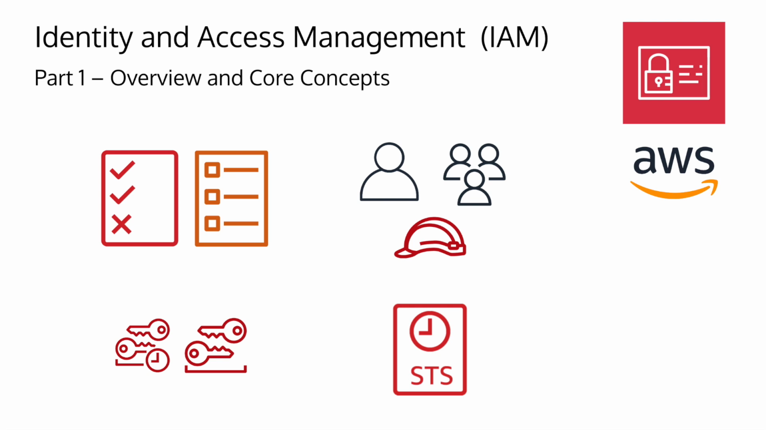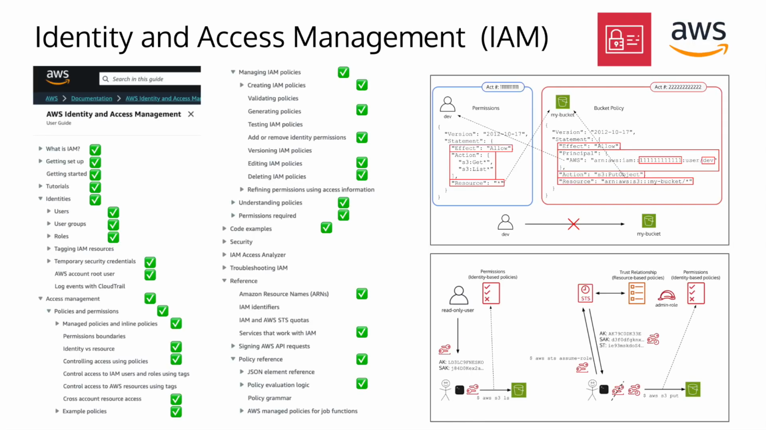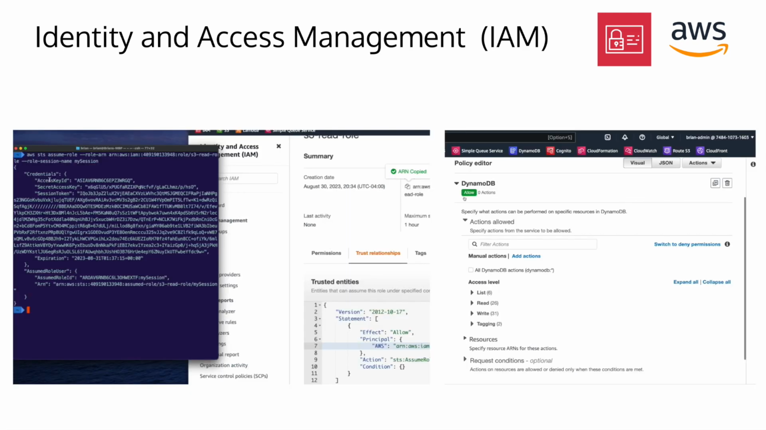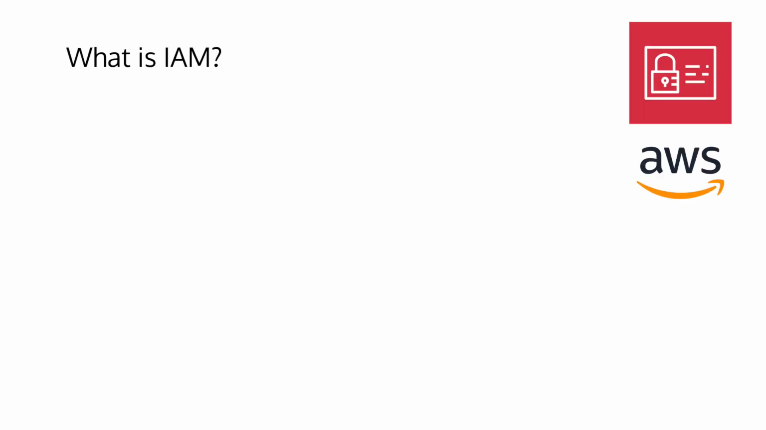Identity and access management is a core service in AWS, and you have to have a basic understanding of it since it controls access to everything in your account. In this 3-part series, I'm going to go through everything you need to know about IAM. In this video, I'll cover all the key concepts and break down how things actually work, and then in parts 2 and 3, I'll be walking you through examples in the AWS console. Let's get started. The first question is, what is IAM?